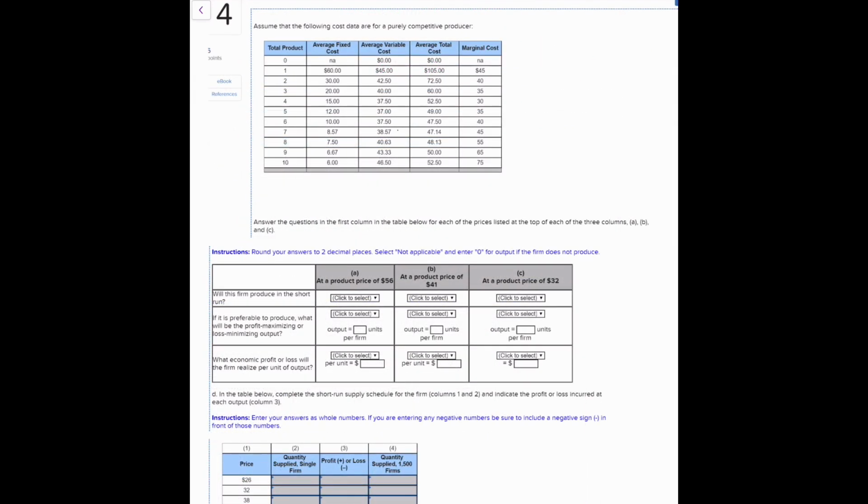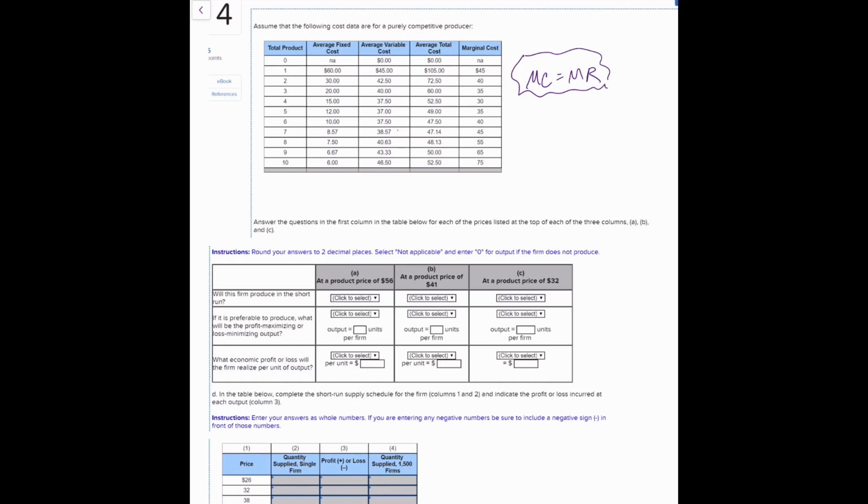Number 4 gives us some information about a purely competitive producer. And this producer has, we can see output, we can see average, fixed, variable, and total cost, as well as marginal cost. So we're asked to come down here to A, B, and C and evaluate what their decision will be. So at a price of $56, I want you to remember that marginal cost equal to marginal revenue. That's the profit maximizing output quantity decision, right? So how much should we make? How much should we produce? And the decision is made there.